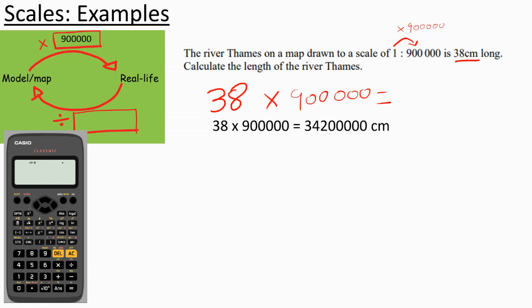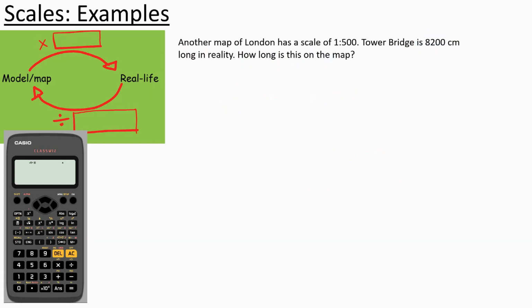And what we can do now is make it into more practical units. So if we divide this by 100, we'll have meters. So that would be 342,000 meters. And then to change that into kilometers, you would have to divide by 1,000, which gives you 342 kilometers.